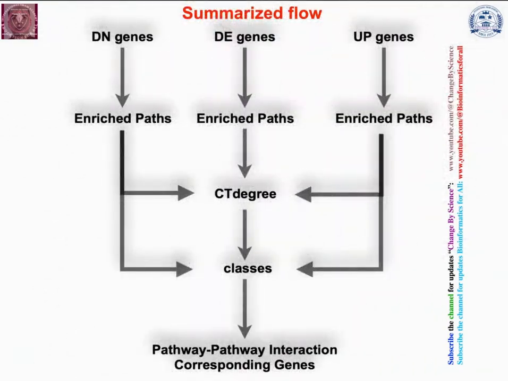So in summary, if you want to understand, you have different cases, then you have down-regulated genes, up-regulated genes, and the total differentially expressed genes list. Then predict the upregulated pathways, downregulated pathways, and the overall up and downregulated pathways. Then you go for crosstalk degree calculation and classes prediction, then pathway interaction for the corresponding genes.